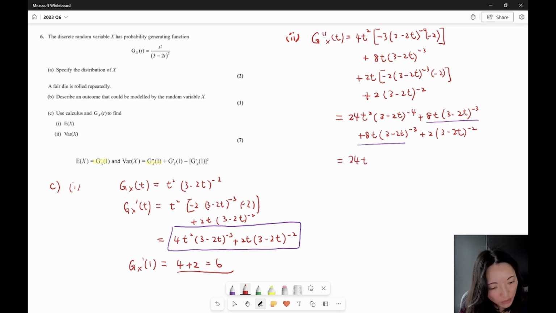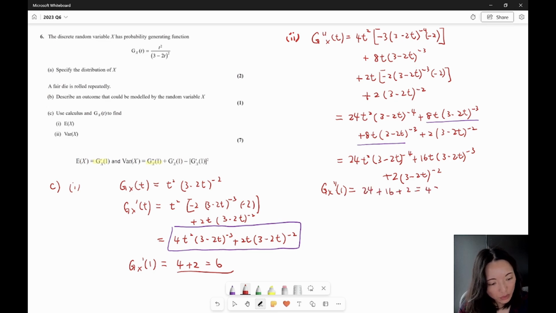So that gives me 24t squared times 3 minus 2t to the power -4 plus 16t times 3 minus 2t to the -3 plus 2 times 3 minus 2t to the power -2. That's great. So that's our expression for the second derivative of the probability generating function. What if I evaluate that at 1? T equals 1, again, all the brackets go away. I'm left with 24 plus 16 plus 2, so that's 42.